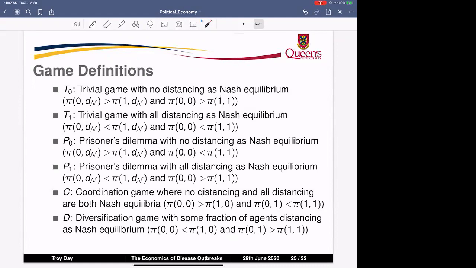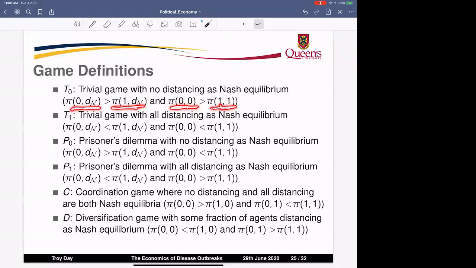And so I won't go through all of this in detail because there's a lot of redundancy here, but let's look at this first one, what I've called the trivial game. The trivial game, where 0 here means it's a trivial game where nobody distancing is a Nash equilibrium. That means that I do better by not distancing. That's what this inequality says, no matter what anybody else is doing. So for all values of dn. And it's also true that if everybody is not distancing, everybody's better off than if everybody was distancing. That's what I'm going to define to be a trivial game where the Nash equilibrium is 0.